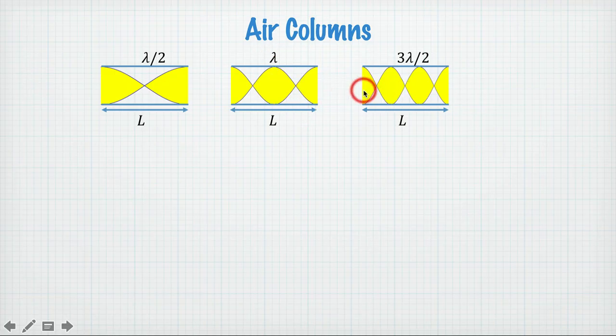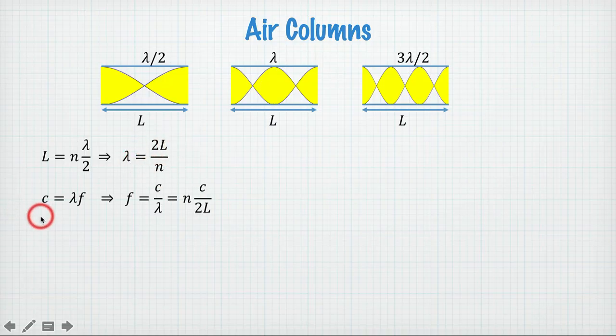The next mode up, so this is n equal to 1, n equal to 2, this is n equal to 3. In this case we have 1 plus a half wavelength, so 3 lambda on 2 would fit into this length L. So in general, the length of the pipe must be some integer multiple of half wavelengths to have a standing wave in that pipe. Or in other words, the wavelength must be 2L on n.